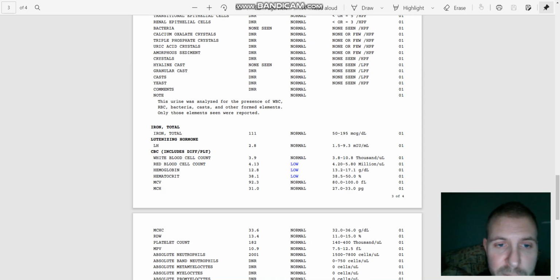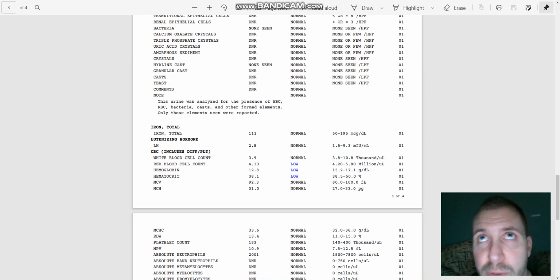Red blood cell count was low. Hemoglobin was low. Hematocrit was low. Those all tie together. And I do get dizzy when I stand up sometimes and after deadlift sets because my hematocrit and red blood cells are so low. But I was also pretty hydrated coming into this blood test, so that may have skewed things and made the hematocrit numbers a little lower.